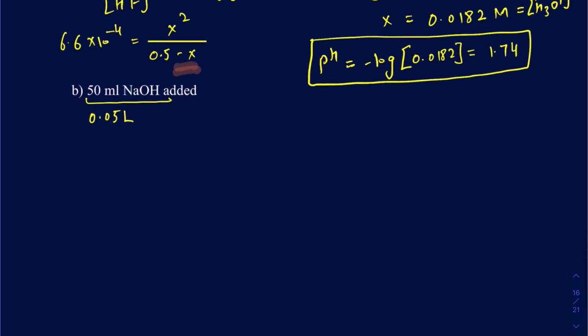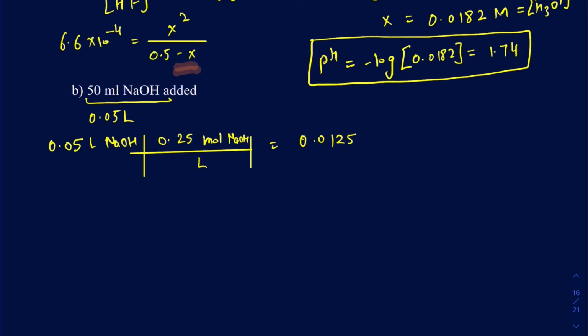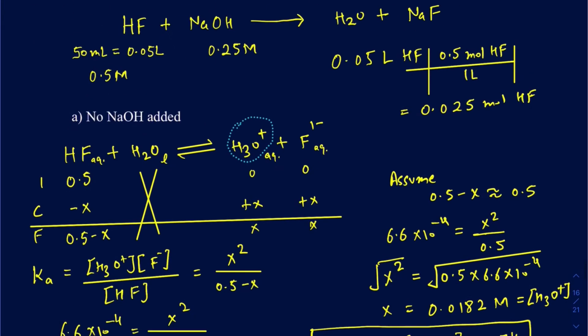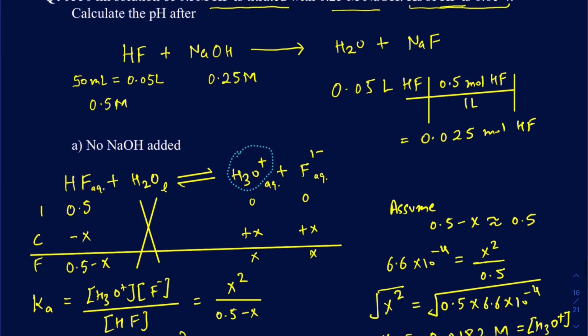So I'll go ahead and do 0.05 liters of NaOH, and then I'll do 0.25 moles of NaOH per liter, because that's your concentration there. So let's see what that comes out to be. That's going to be 0.0125 moles of NaOH.